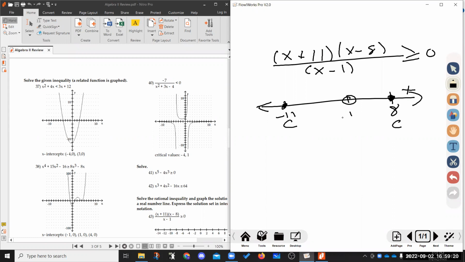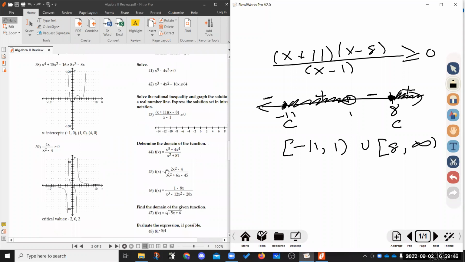I'm going to be crossing at these zeros, and I'm going to change sign when I cross that boundary. So this can be negative, positive, negative. I want where it's greater than or equal to 0. So I'm going to be from -11 to 1, union 8 to infinity. 1's not included, infinity is not included. Infinity is never included because it's an idea and not a number.